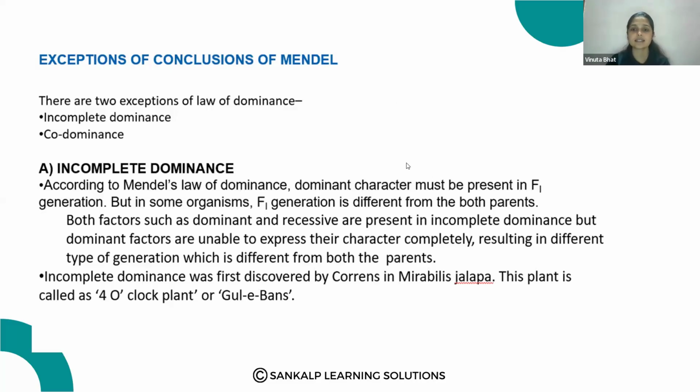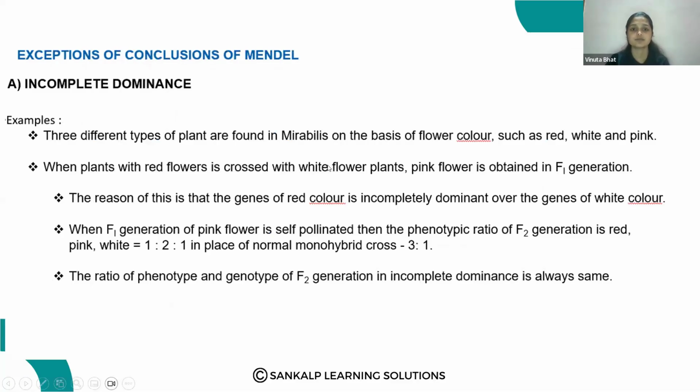Then let's study this concept with the example. So here in these plants, Mirabilis jalapa and also in the snapdragon plants, three types of plants were found, based on the flower color: red, white and pink. Okay, so three types of flowers are found in this plant, that is red, white and pink.